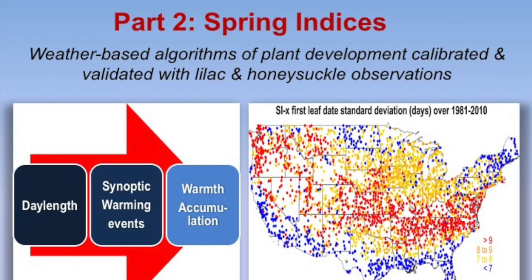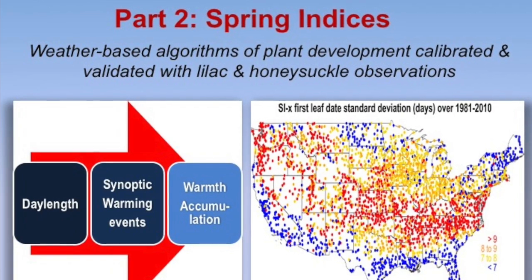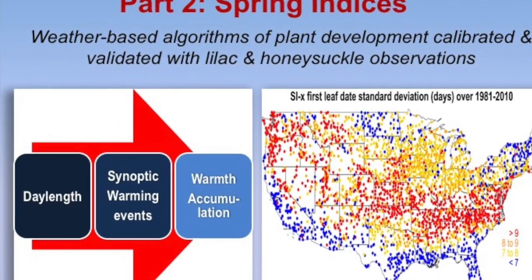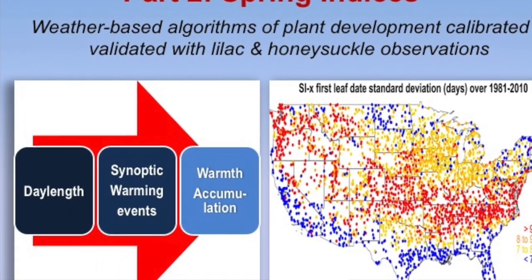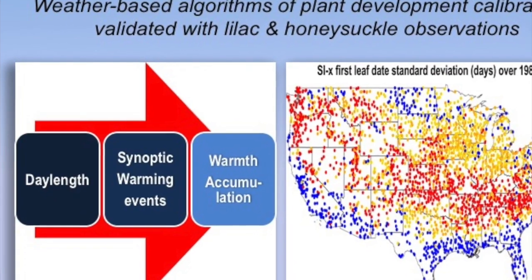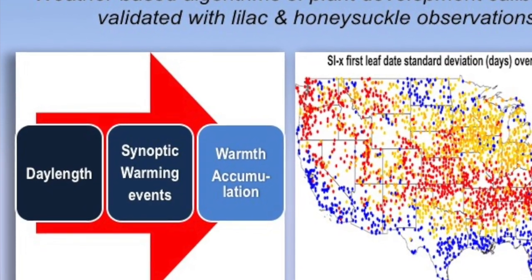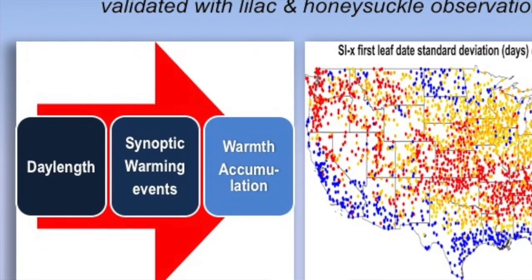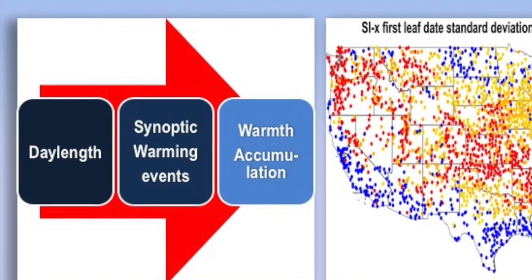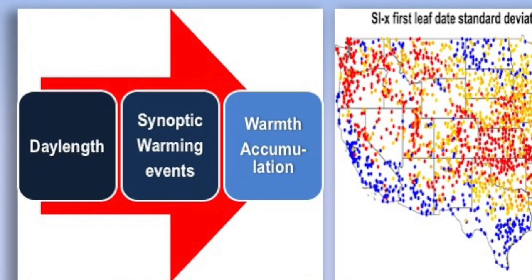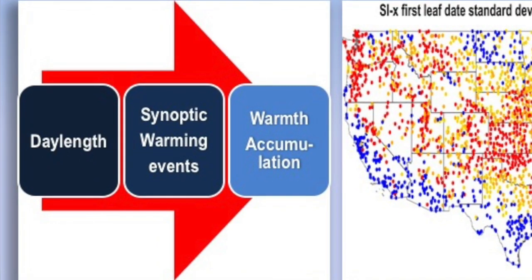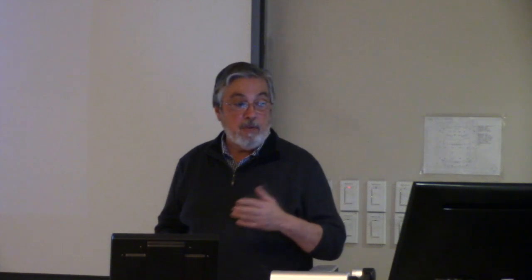So we use day length, synoptic warming events. So these are basically episodic events during the early spring when you're getting the advection of warm air from the tropics, but it's not sustained enough. But actually the plants are seeing these events. So we figure into the equation the number of times this happens, and then just the warmth accumulation, growing degree days, growing degree hours.